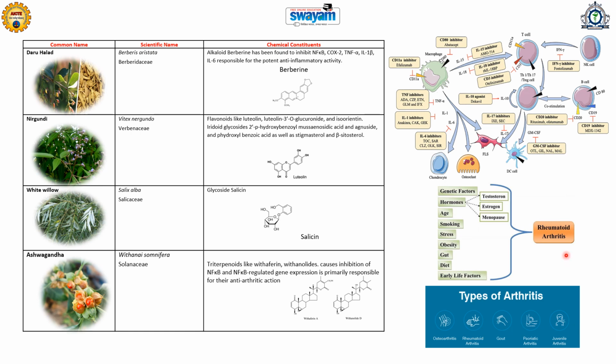There are a number of reasons for arthritis: genetic factors, hormones like testosterone, estrogen, menopause, or age, smoking, stress, obesity, gut flora, diet, and early life factors that are found to be responsible for the different types of arthritis. And at the molecular level, there are various interleukin factors.